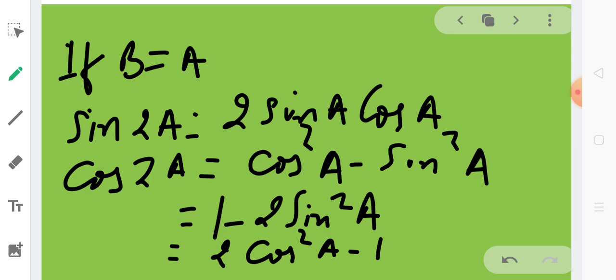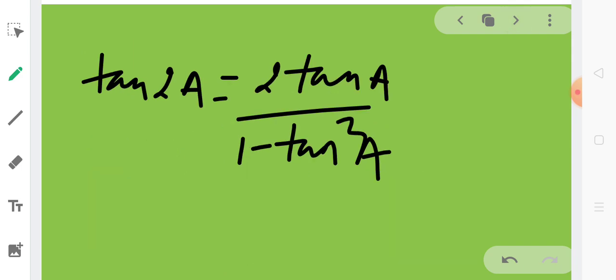Similarly cos 2a you will be getting cos square a minus sin square a. Now one more identity we know is that 1 is equal to sin square a plus cos square a, isn't it? Sin square a plus cos square a is equal to 1. So on substituting that particular result, you get two more expressions for cos 2a. cos 2a is also equal to 1 minus twice sin square a and 2 cos square a minus 1. Similarly, for tan 2a, you get twice of tan a divided by 1 minus tan square a.